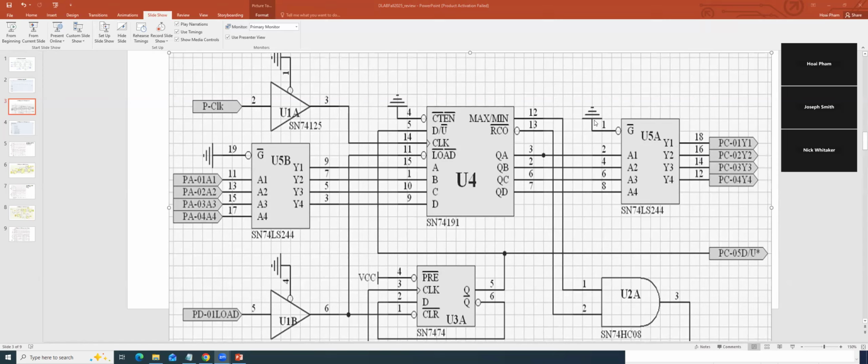Okay. Basically, this is the IC 74191. That means binary counter, counting from 0 up to 15 or 15 down to 0. Count up and count down. And also, you can load any number to the counter.